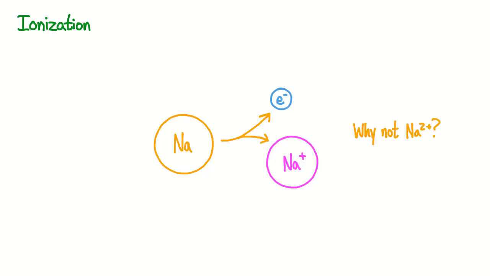But why do we remove one electron to make an Na+ ion instead of removing, say, 2 electrons to make an Na2+ ion? The answer has to do with ionization energy, or the energy it takes to remove an electron. Some electrons, like the electron pictured here, will have a low ionization energy and will be relatively easy to remove. Other electrons, like the next electron we would remove from sodium to make a sodium 2+ ion, will have very high ionization energies and will require a lot of energy to remove.